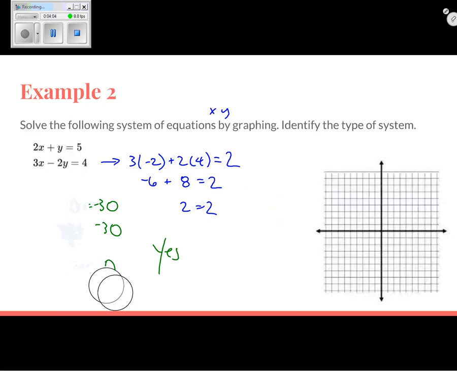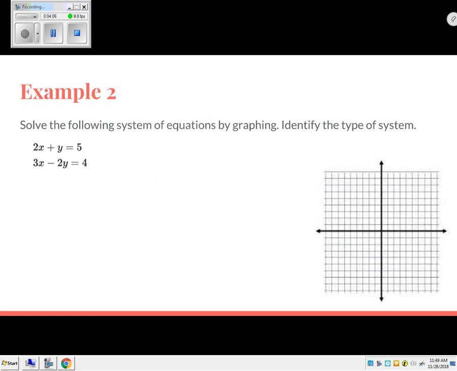So there's three different ways that we can actually solve these. I'm going to be interested in doing at least two of the three in this video. So solve the following system of equations by graph. Okay, and let's identify the type of system, whether it crosses once, an infinite amount of times, or not at all.